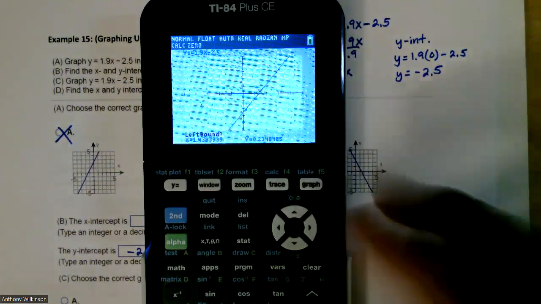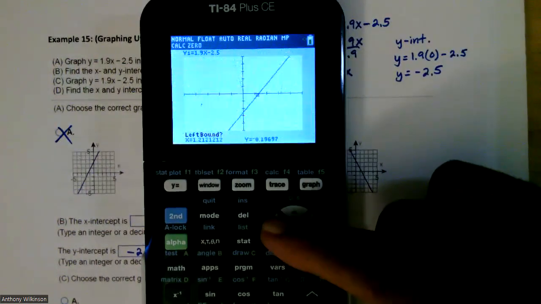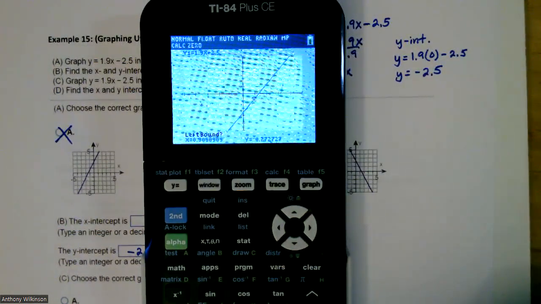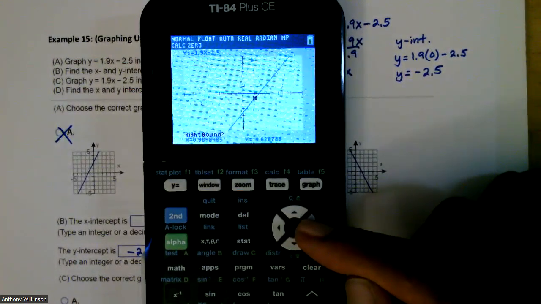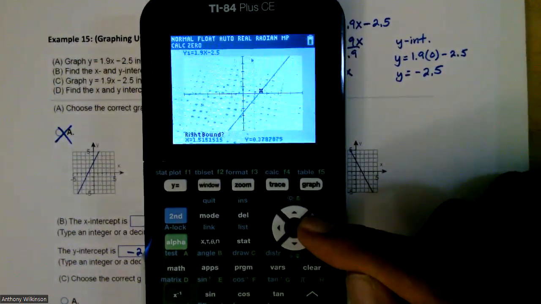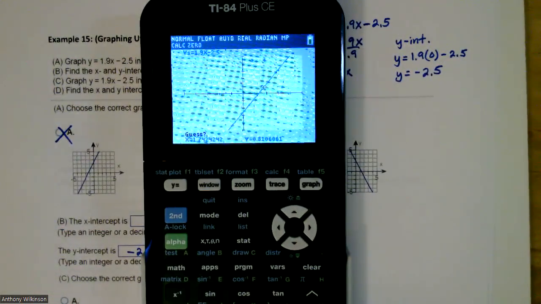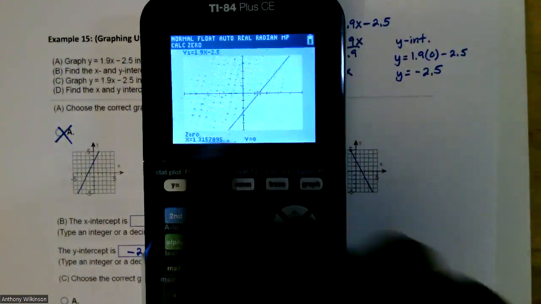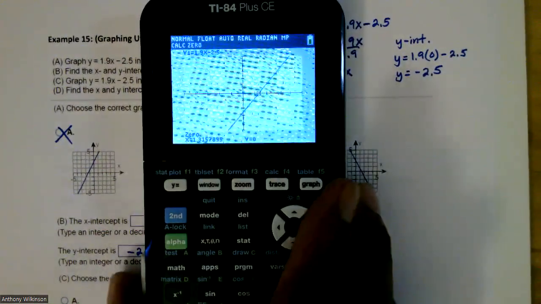All right, so now the cursor needs to be below. So I'm going to use my left arrow key to put the cursor below that intercept and press enter. And then I'm going to use my right arrow key to put the cursor above that x-intercept and press enter. And then after guess, press enter. You'll see the 0 or your x-intercept, which is in this case to 1 decimal place, 1.3.